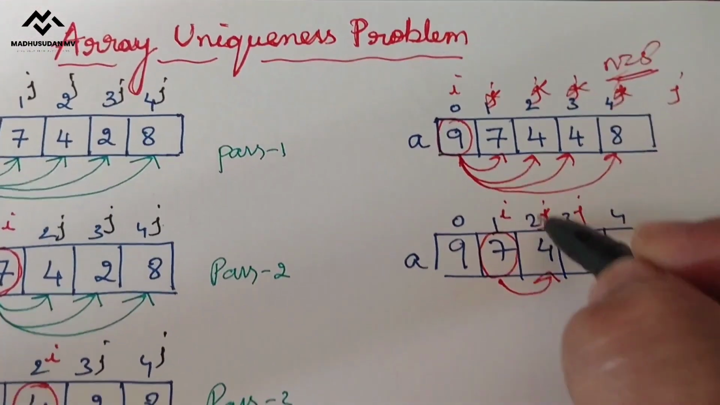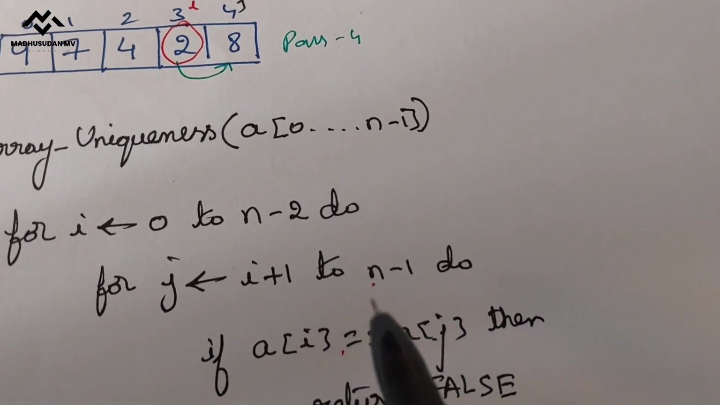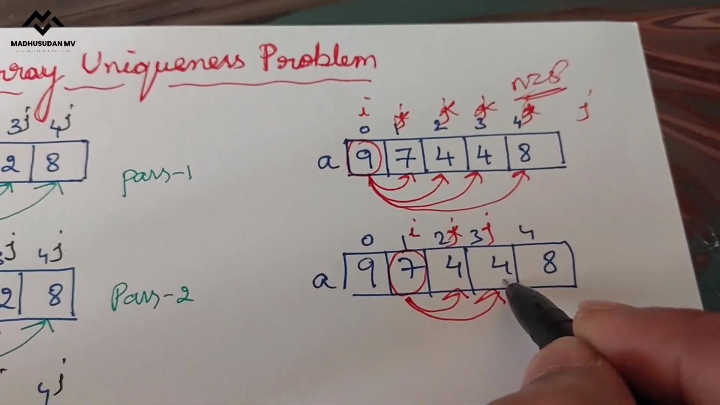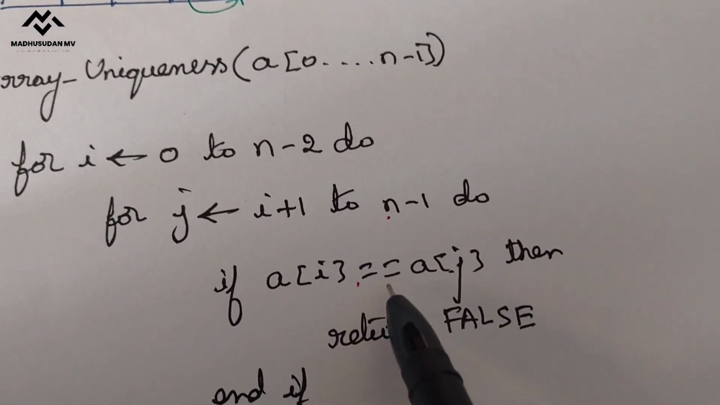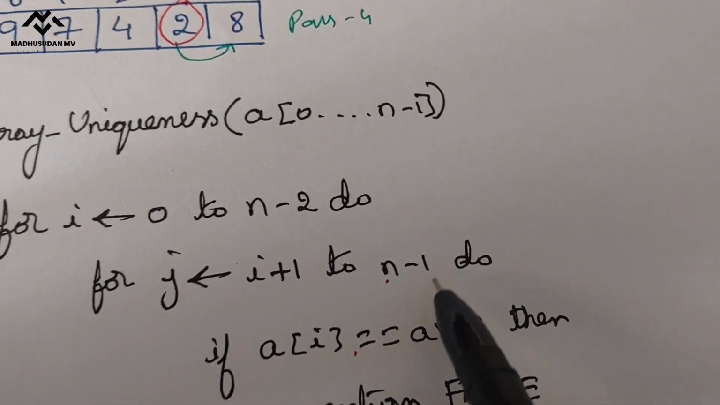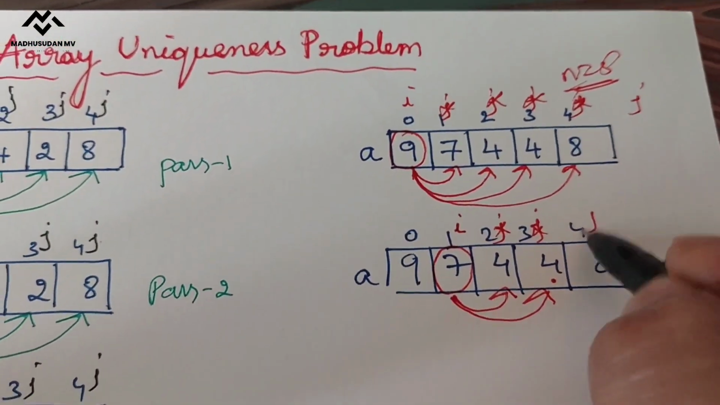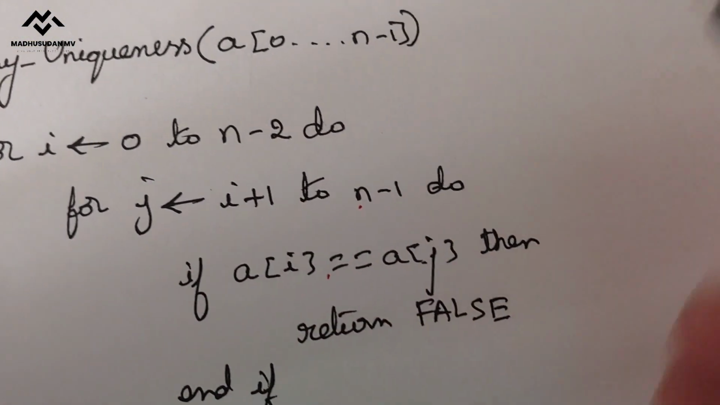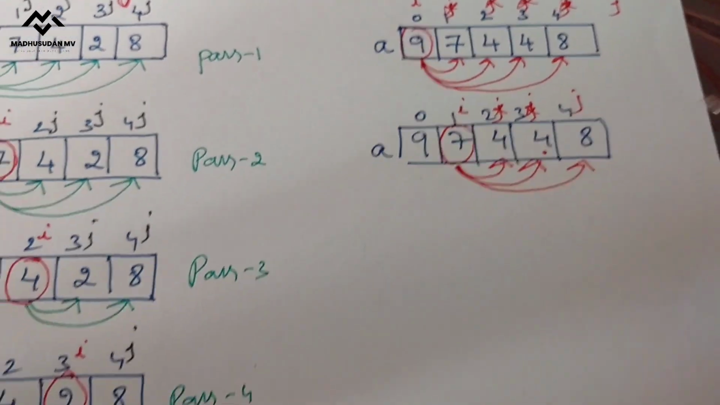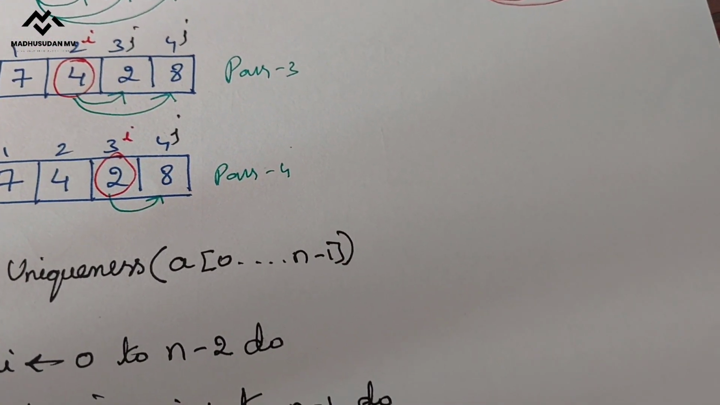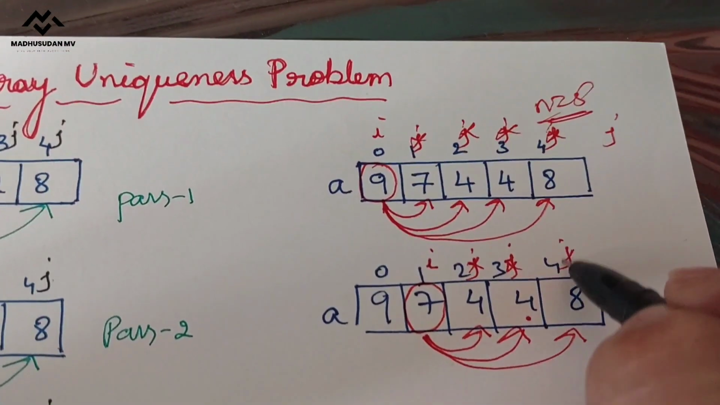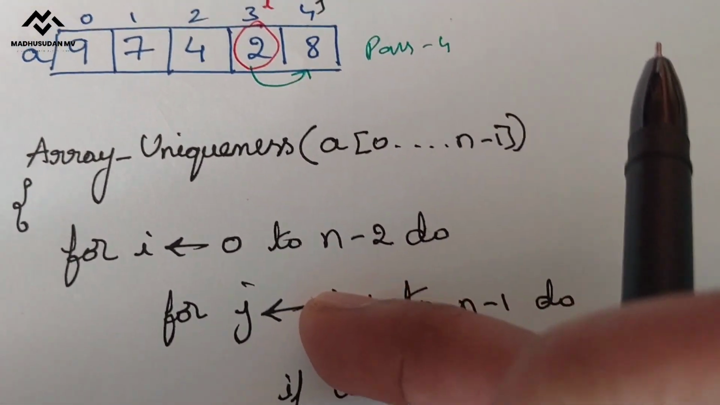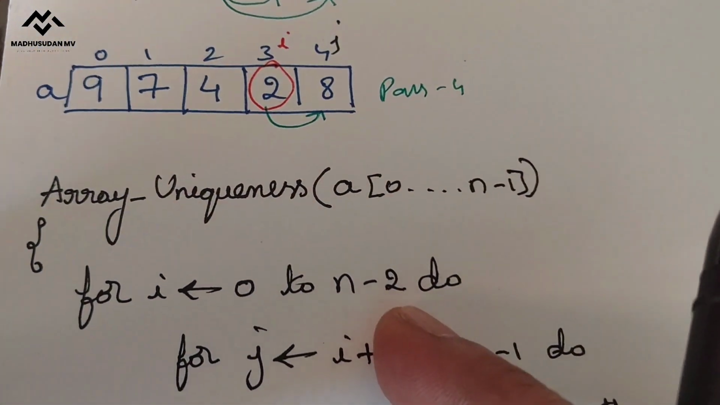Now j becomes 3. So again 3 less than or equal to 4, true, comes inside. A of I is equal to A of j. Now I am checking this element with this element. 7 and 4 equal? No. Again the condition false, comes out of the if block, goes to the next iteration of the jth for loop. Now j becomes 4. Again 4 less than or equal to 4, true, comes inside. Now I am checking A of I, comparing this element with this element. Are these two equal? No. Again condition false, comes out of the if block, goes to the next iteration of the jth for loop. Now j becomes 5. So j 5 less than or equal to 4, condition false, comes out of this for loop. Now again control goes to the next iteration of the ith for loop.